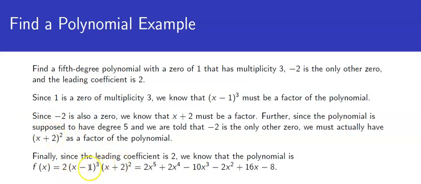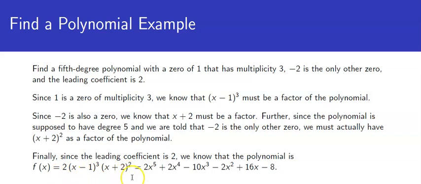So, finally, since we now have the meat, if you will, x minus 1 cubed times x plus 2 squared has to be the basic bones of the polynomial. We just need to know what the leading coefficient is, what number to stick out in front. We're told the leading coefficient is a 2, so finally the polynomial has to be f of x equals 2 times x minus 1 cubed times x plus 2 squared.